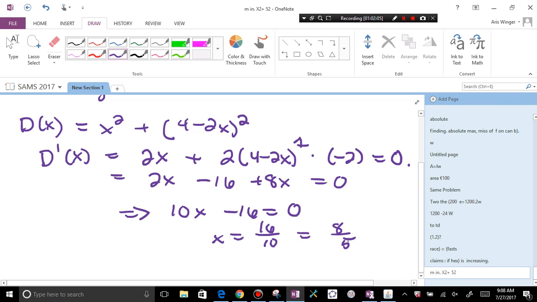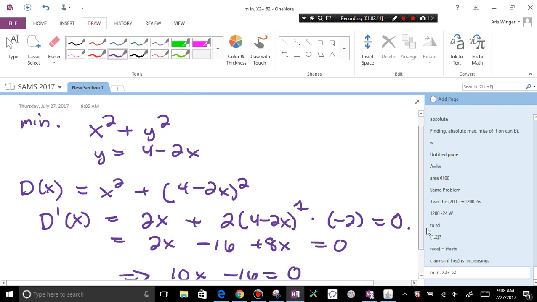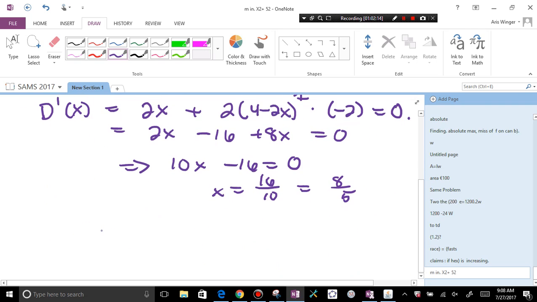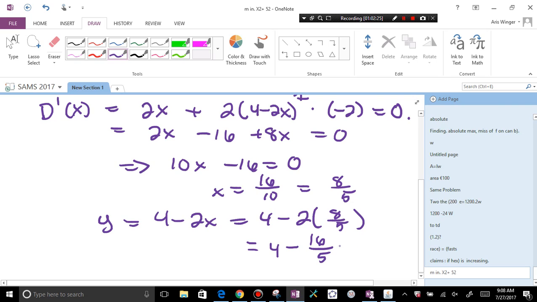8 over 5. What's y? y is 4 minus 2x. We just found out what x was. That equals 4 minus 16 over 5. 20 over 5 minus 16 over 5 is 4 over 5. The answer is 8 over 5, comma, 4 over 5.